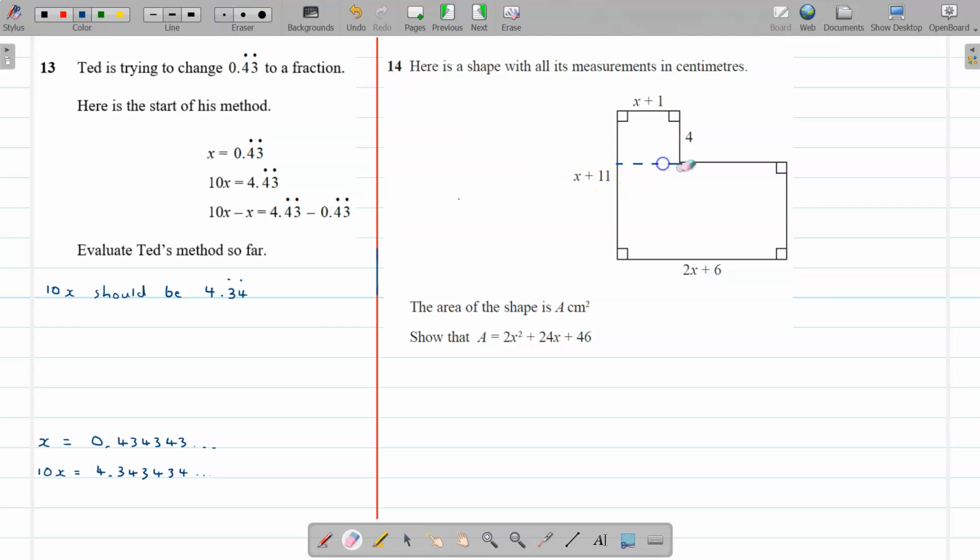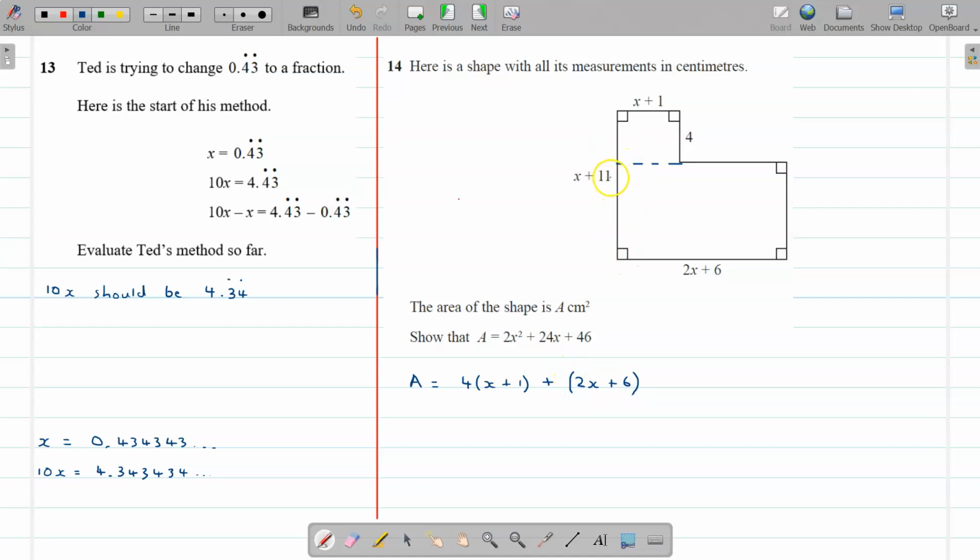Okay, and we've got to work out the two rectangles and add them together. So the first one is going to be 4. So I can say that the area A is 4 times x plus 1. That's the area of the top rectangle. Plus, now what have I got left? I've got 2x plus 6, which is the base, multiplied by the height of this rectangle.